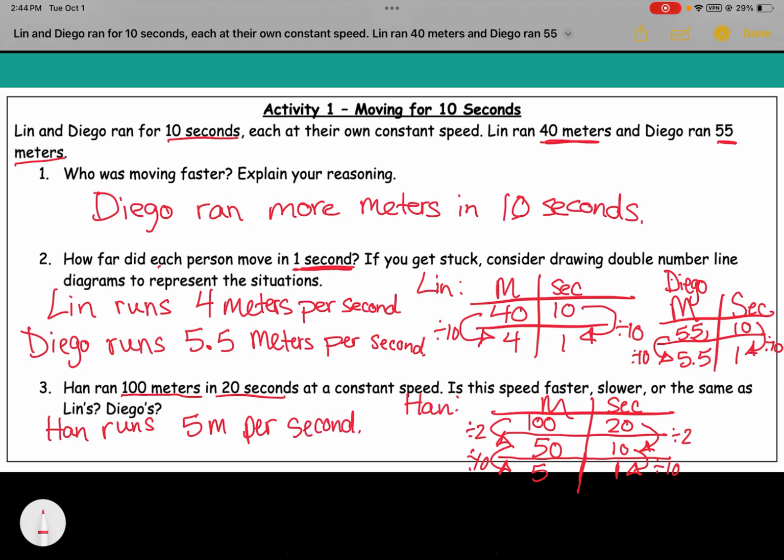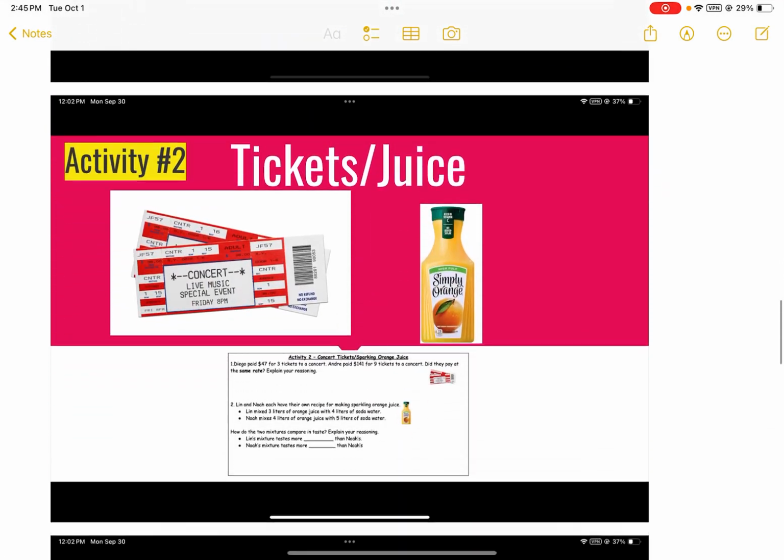So we know if he goes 5 meters in a second, he's running faster than Lynn, but slower than Diego because Diego goes more. So the fastest is Diego. Then Han, and Lynn is the slowest. Okay? So find out what his speed is and then make sure you show your work so we can support our answer there. Moving on to activity 2.